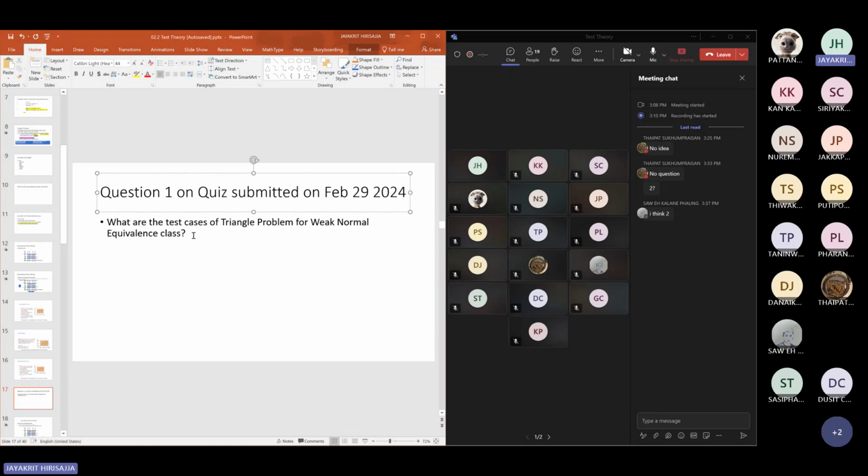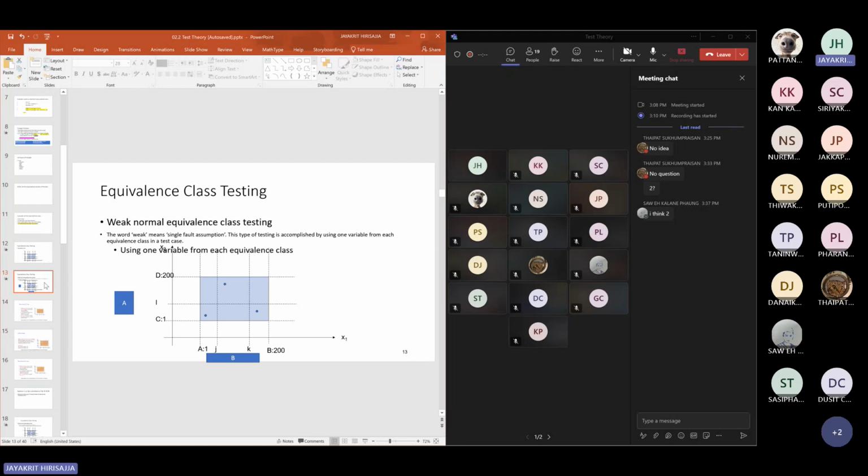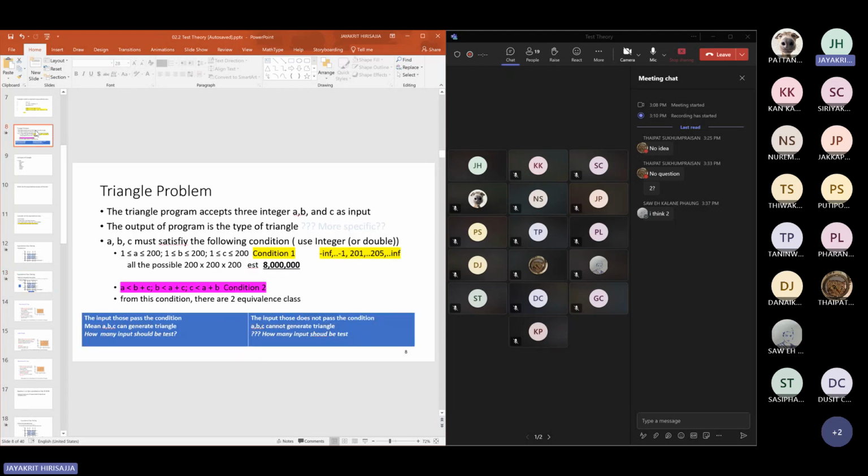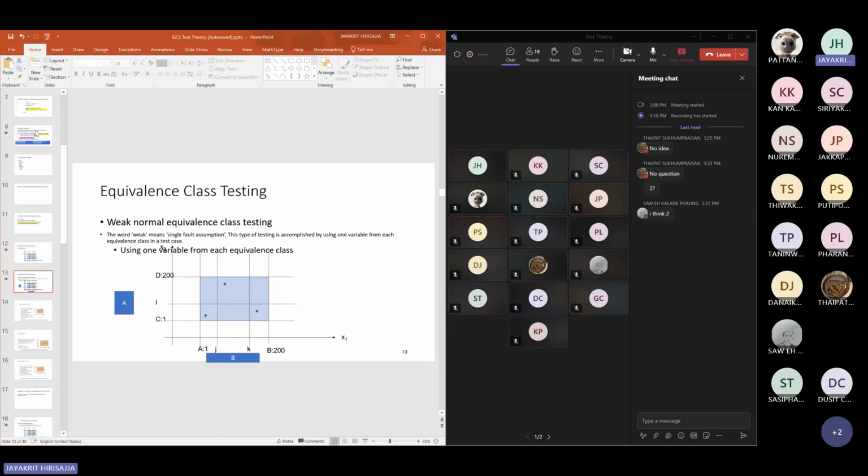You have to work on this. What are the test cases for the triangle problem for weak normal equivalent class? The idea is that in this example we have just two inputs, A and B. But if we have A, B and C corresponding to this triangle problem, what should the equivalent classes be?